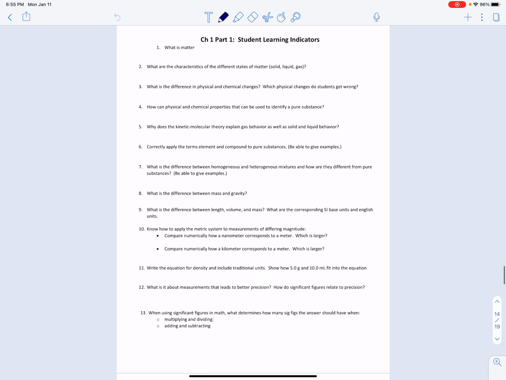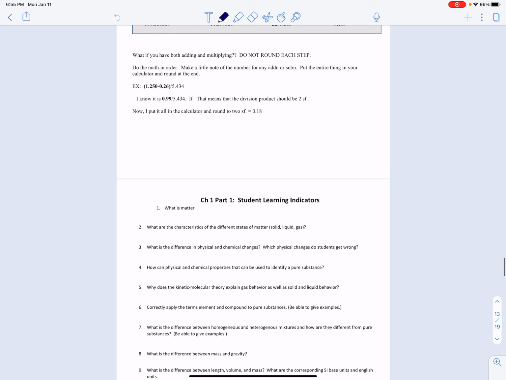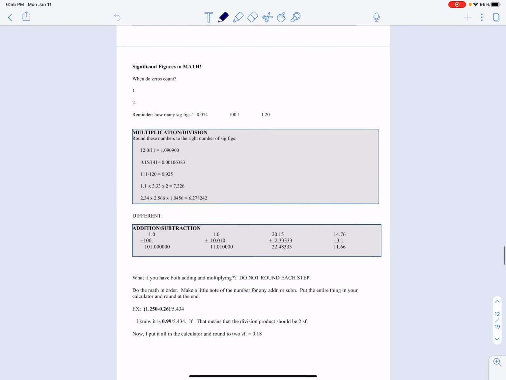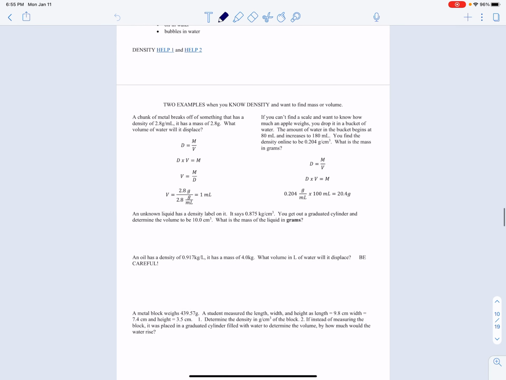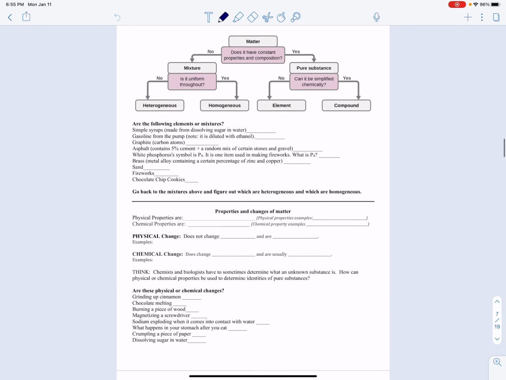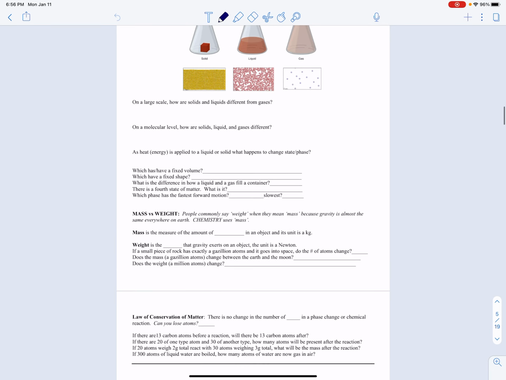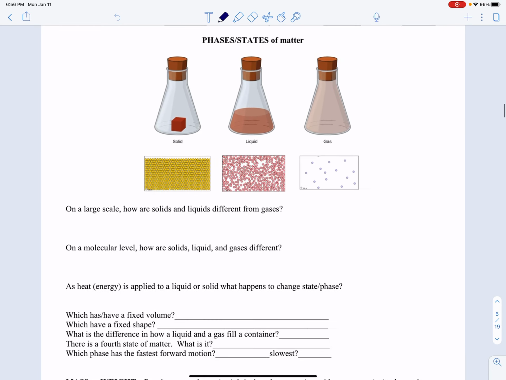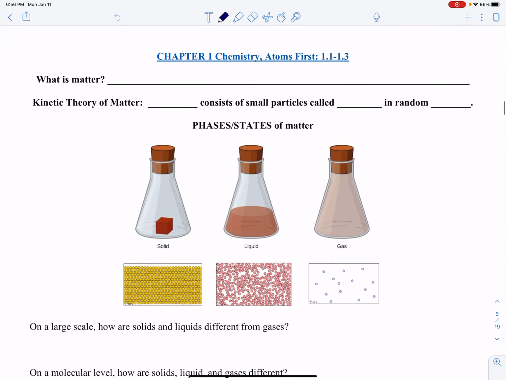And then we'll have our student learning indicators again. So the first 2.5 pages, we're doing before class. So we're going to go back to those. Let me get back up there. So we'll open this up really wide.